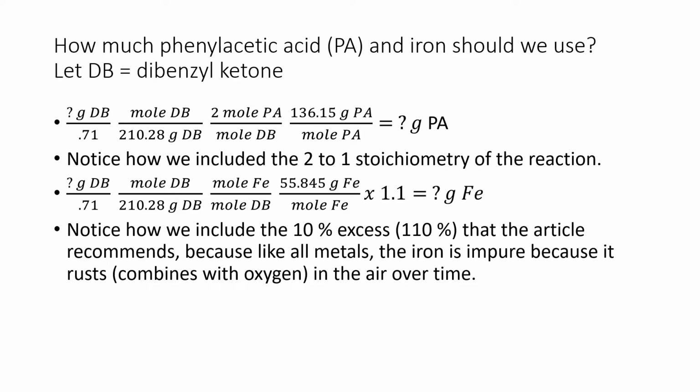Also for iron, we can calculate it by looking at the reaction: how many grams of the product is 71%, if 1 mole of iron, which is 55.85 gram, produces 1 mole of dibenzyl ketone, which is 210.28 gram for 1 mole of the compound. Here you can see 1.1 added into the calculation because iron is very susceptible to oxidation. That's why the researchers recommended an excess use of the iron in the reaction.